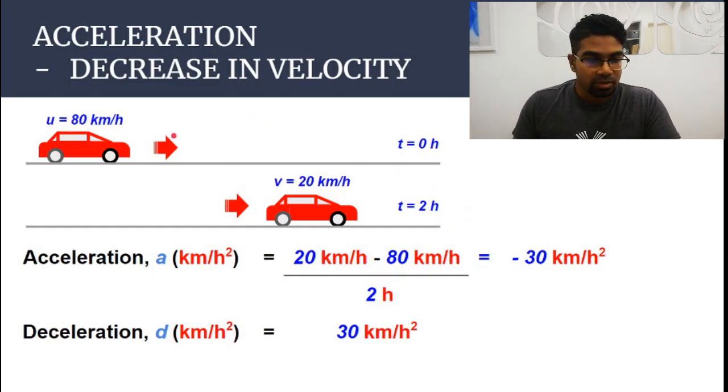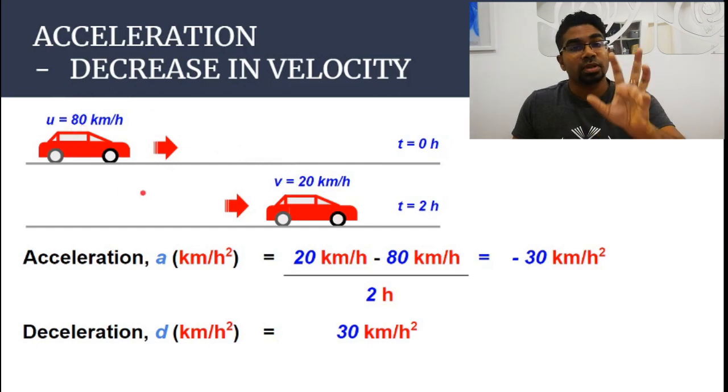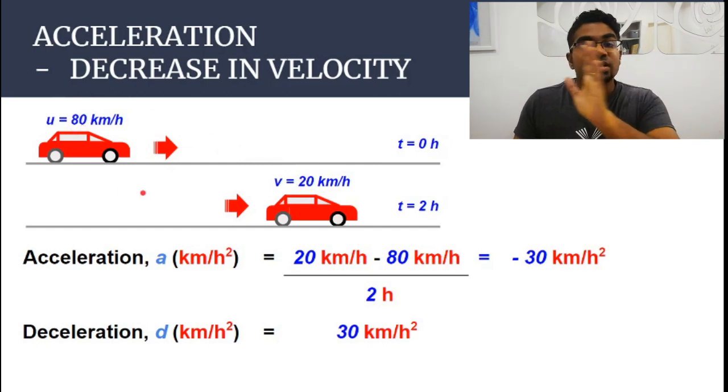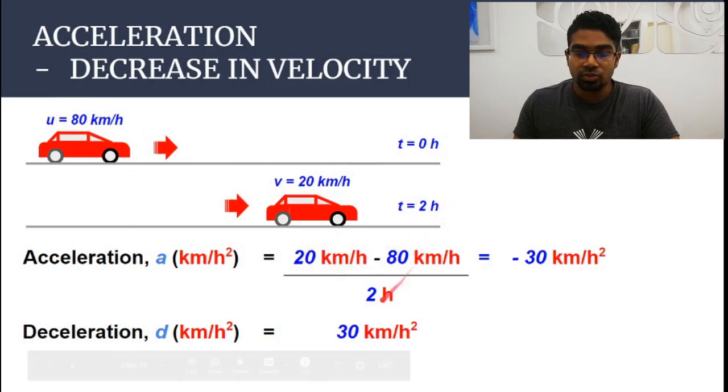Now let's look at this example. Initially the car was moving at an initial velocity of 80 kilometers per hour. When it reached the end, the final velocity was 20 kilometers per hour. So don't get confused with the numbers. It is not necessary for the larger number to be in front. Keep in mind which is the initial velocity and which is the final velocity. Now in this case, the final velocity v is 20 kilometers per hour and the initial velocity is 80 kilometers per hour. So it would be 20 minus 80, and the total time taken is 2 hours.